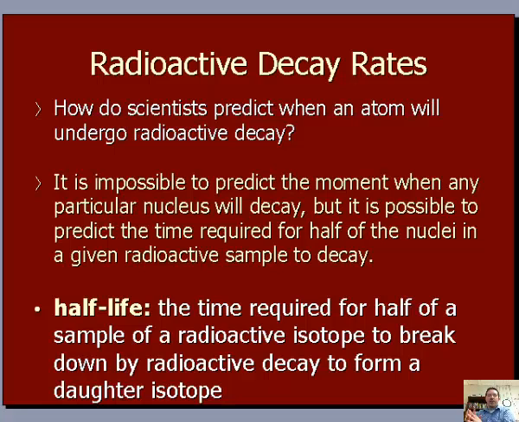Alright, radioactive decay rates is the next thing we're looking at. So how do scientists predict when an atom will undergo radioactive decay? One thing we want to note, it's impossible to predict the moment when any particular nucleus will decay. But it is possible to predict the time required for half of the nuclei in a given radioactive sample to decay. So we call this half-life. This is the time required for half of a sample of radioactive isotope to break down by radioactive decay to form the daughter isotope.